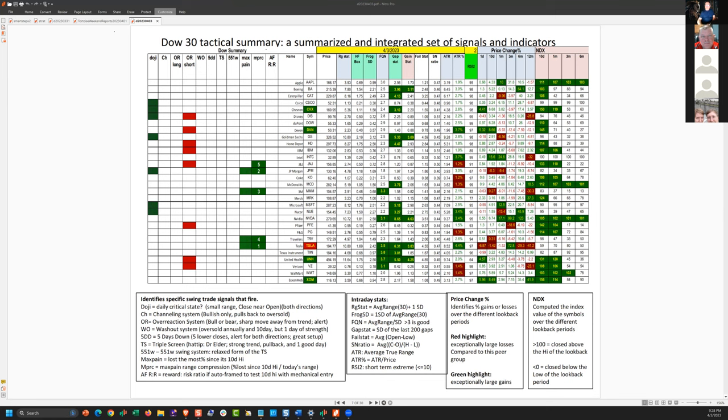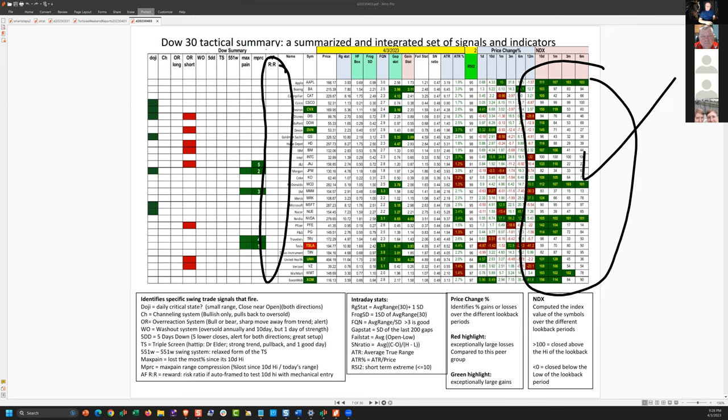Without going into all the details, nothing is on the auto framer because everything is making new 10-day highs. Look at all of the, that's broad-based strength. Read the signs.